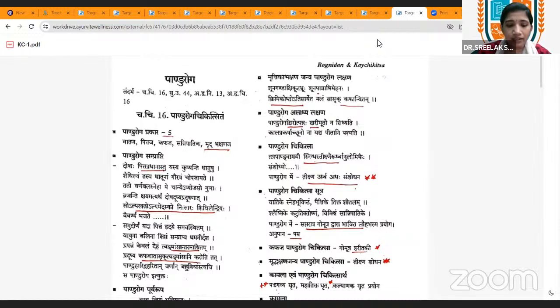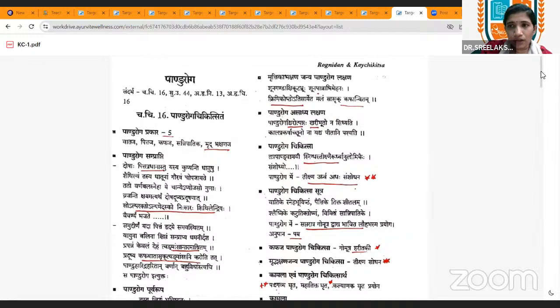So you can write here the code: Pandu ho jaye to KATAM. That is K-A-T-A-M. K for Kapha, A for Asrik, T for Tvak, and M for Mamsa. Right. Then we can move on to Purva Rupa.